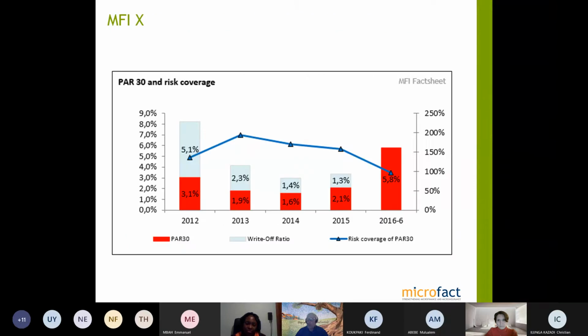Okay, if we go to our two microfinance institutions of yesterday. And you remember this is the small one. What do you think about the risk coverage? So you remember the portfolio at risk, the red part, went up halfway through the year in 2016, and this is what you see. What do you think? Is it good? What do you think about the risk coverage of this one?